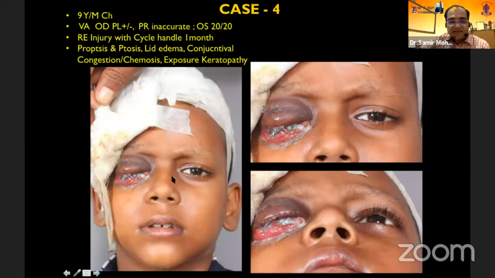This was the last case which I want to discuss. The child was a 9-year-old who had an injury with a cycle handle 1 month back. He was treated initially by a neurologist and was referred to us after a period of about 20 days for evisceration because of the extensive exposure keratopathy the patient had. The right eye vision is 20/20. The left eye vision was PL positive. PL was doubtful with PR inaccurate.